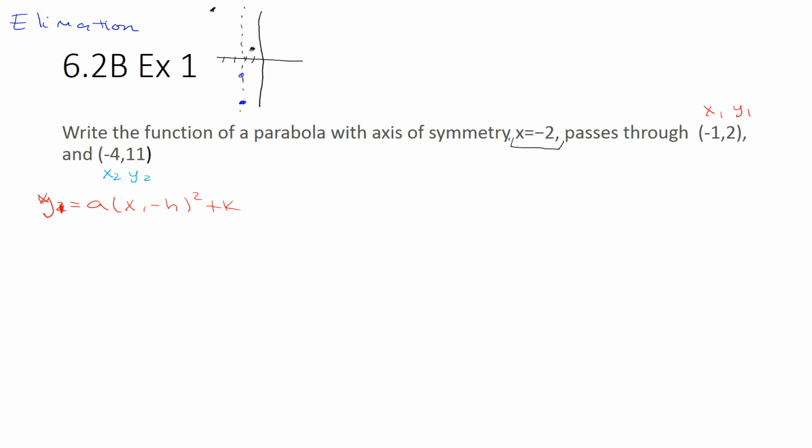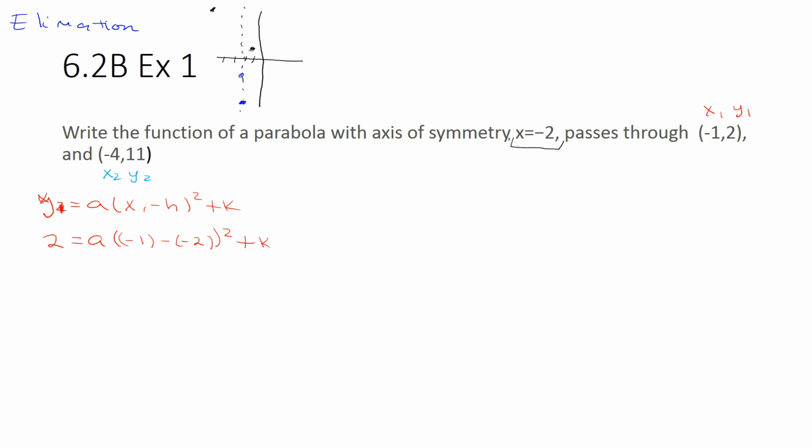So I'm going to plug in my values here. So y1 is 2. We don't know a. Our x1 is -1. Okay, minus our h is -2. Be careful with these double negatives here, guys. Quantity squared plus k, which we don't know.